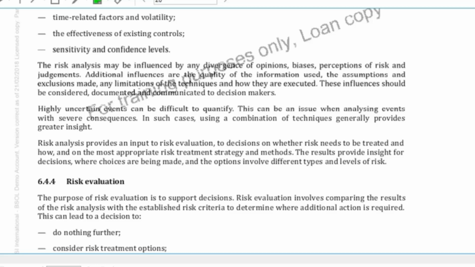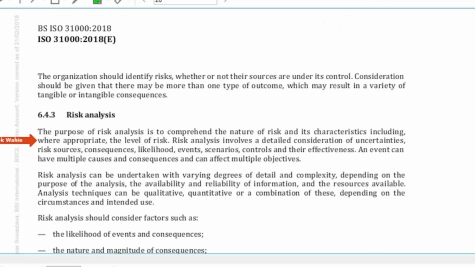So in risk analysis, we go into a detailed analysis. What is the nature of the risk? What is the likelihood of the risk? What is the impact of the risk? Realistic likelihood and potential impact of the risk, and arrive at a value of the risk. So there are three things. When we analyze the risk, we look at the realistic likelihood, we look at the potential impact, and we look at the existing controls, and then we arrive at a level of the risk. So risk analysis involves consideration of the uncertainty, the risk source, the consequences, the likelihood, the events, the scenarios, and the controls and their effect. So we consider all these seven things.